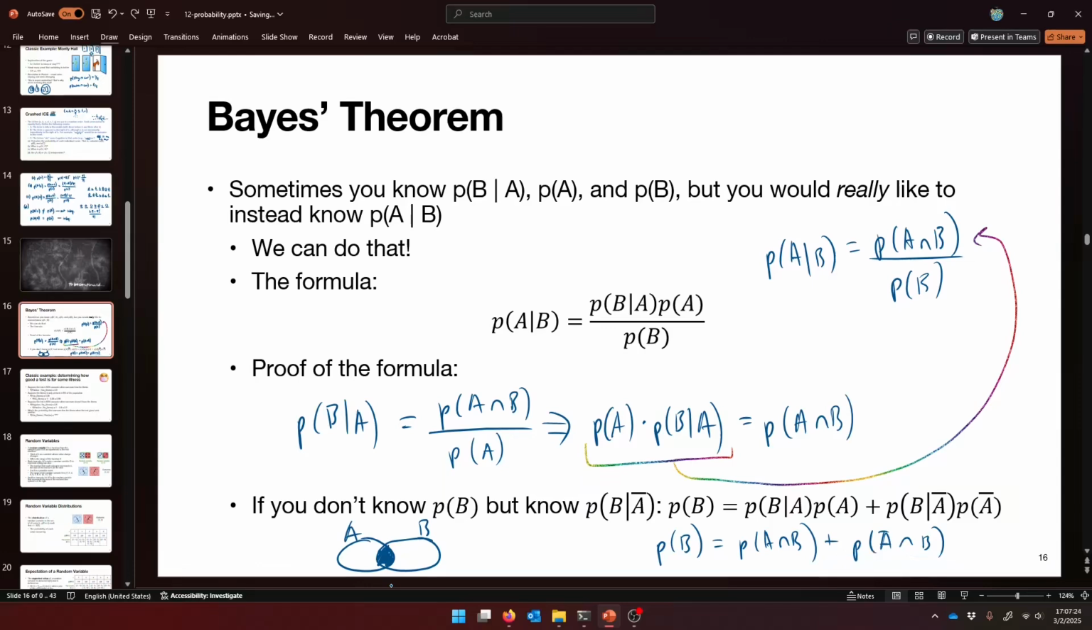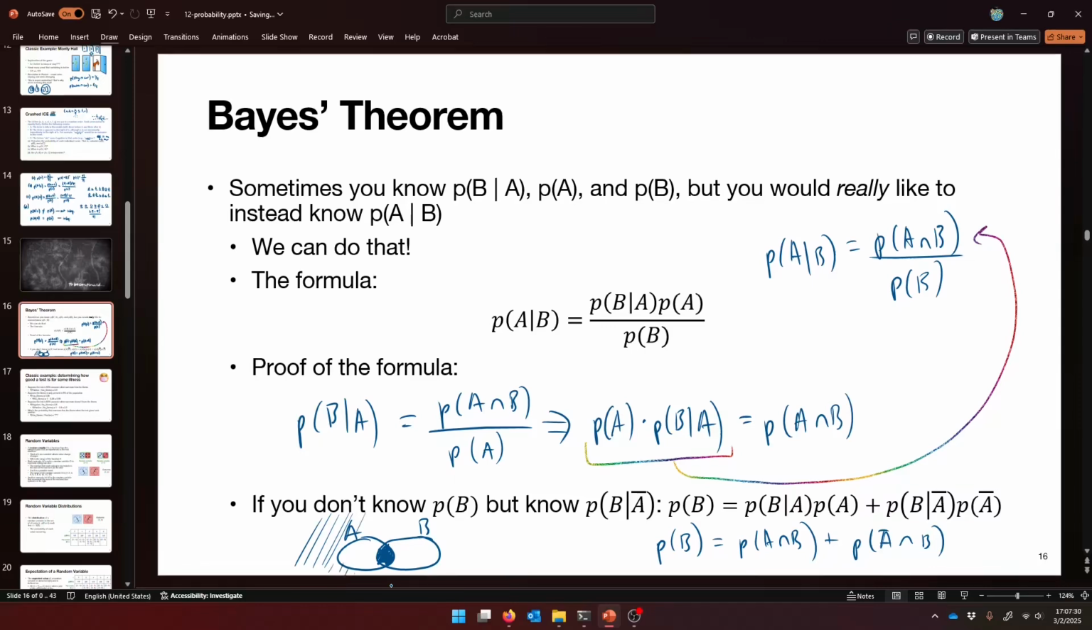So what's A bar? It's everything that wasn't in A. It's like all these diagonal lines. Everything that wasn't in A. So that does not include their intersection, right? Because that was in A. Like all this stuff contains a bit of B, right?